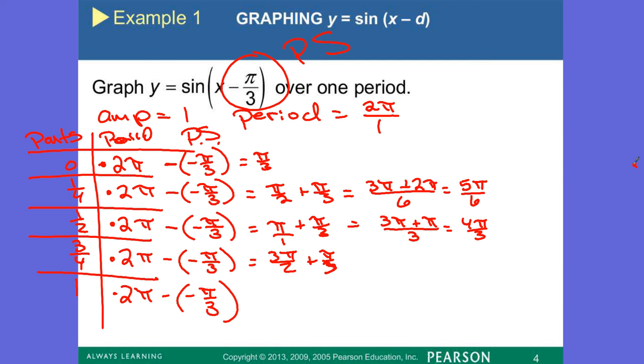Now I'm going to do the same thing I just did. So this times this, 9 pi, plus 2 pi over 6, which gives me 11 pi, which does not reduce. 11 pi over 6.